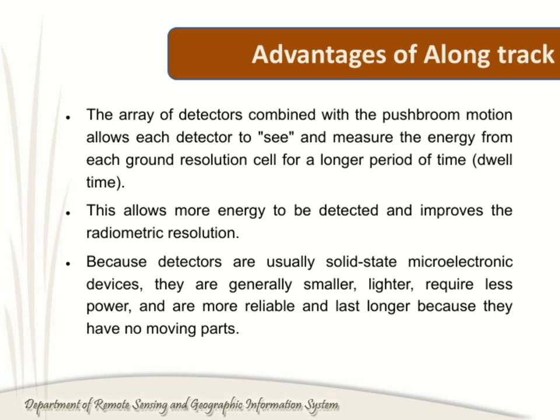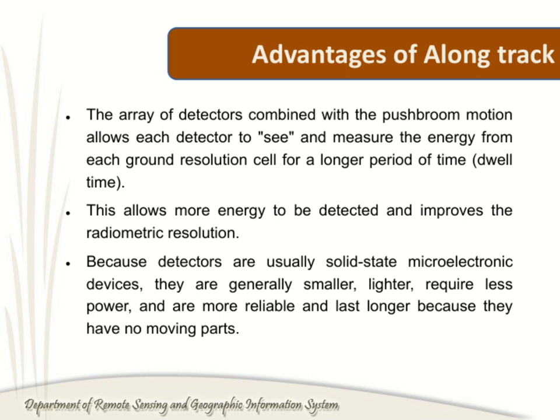Let's take a look at the advantages of along-track systems. The key idea here is that the array of detectors, combined with the push-broom motion, allows each detector to see and measure the energy from each ground resolution cell for a longer period of time, which we call dwell time. This longer dwell time means that each detector can collect more energy from the target area, which ultimately improves the radiometric resolution. That's how accurately we can measure the energy reflected from the ground.